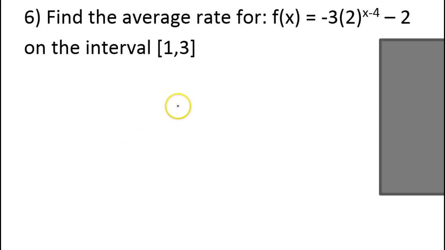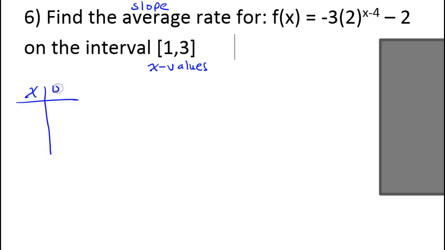One more time, let's practice finding the average rate of change of a function over a given interval. Please remember that average rate of change is just another way of saying the slope of the function between 2 points. And when you're given an interval like this one, please understand that these are x values that you're being given. So with those two things in mind, I recommend setting up a little table of values to keep yourself organized. These are my x values, so my x values are 1 and 3.